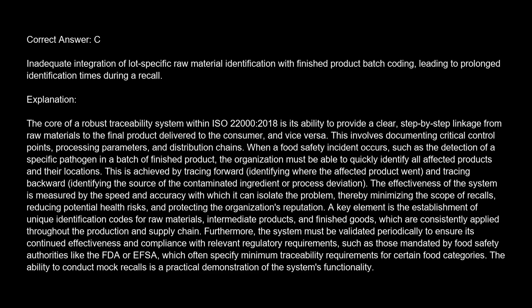A key element is the establishment of unique identification codes for raw materials, intermediate products, and finished goods, which are consistently applied throughout the production and supply chain. Furthermore, the system must be validated periodically to ensure its continued effectiveness and compliance with relevant regulatory requirements, such as those mandated by food safety authorities like the FDA or EFSA, which often specify minimum traceability requirements for certain food categories. The ability to conduct mock recalls is a practical demonstration of the system's functionality.